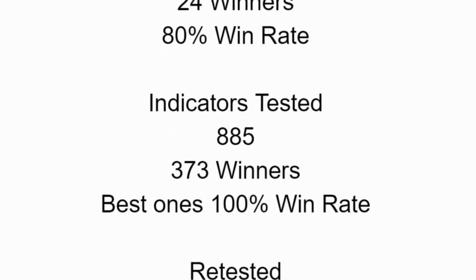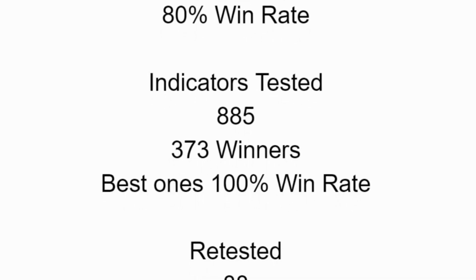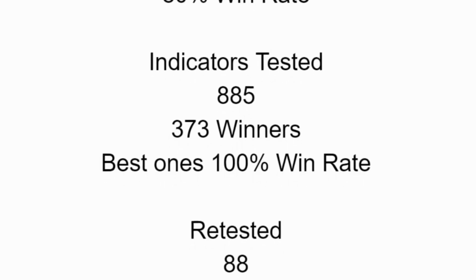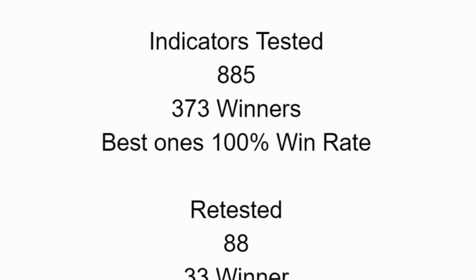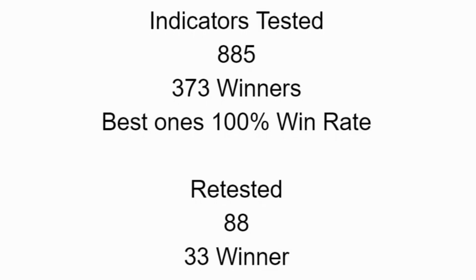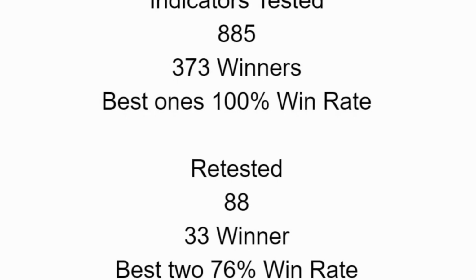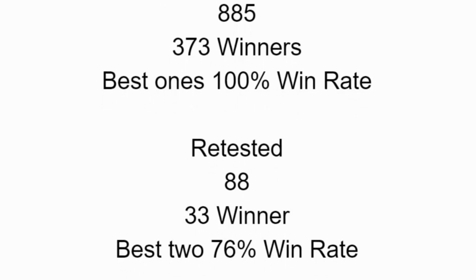Now you need to go back and watch those videos to understand the context of how they were able to achieve that. So go back and watch those videos and see what you can get out of those winning indicators. You can also check out our new playlist. We'll help you find some of those winning indicators. We've also retested in the advanced testing 88 of the winning indicators. 33 of them have been able to maintain the winning status, the best two a 76% win rate.